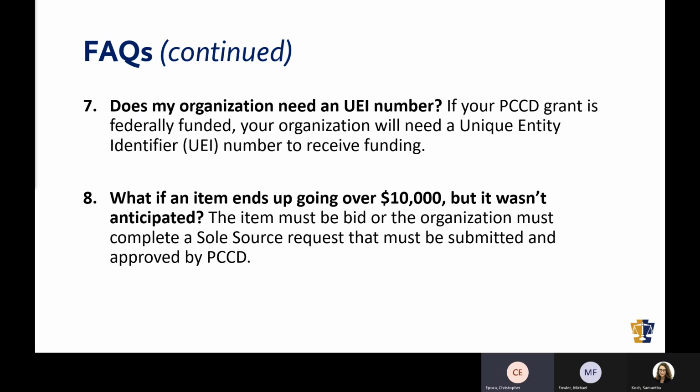Well, a UEI number is a unique entity identifier that for federal contracting purposes recently took the place of the DUNS number. DUNS number used to be required as well. That's no longer required. But every organization that submits an application to PCCD is required to have a UEI number. And you can get that by going to sam.gov. You can register for your number if you don't have one on that federal government website.